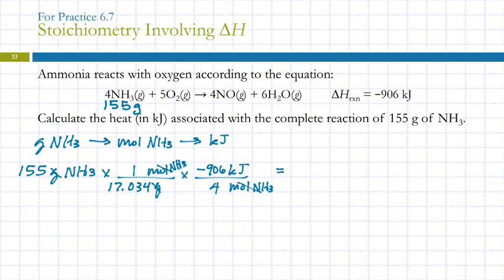Three sig figs, minus 8244.1 kilojoules. When I round that, because I'm rounding in the tens place, I need to be careful. I can't round 8,244 to 824. So if you tend to make that mistake, put this in scientific notation. I can round this to minus 8,240 kilojoules. Any questions?